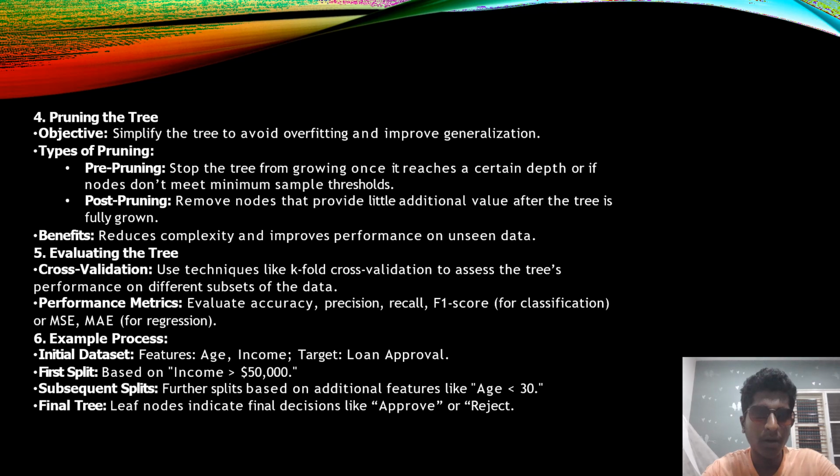Evaluating the tree. Cross-validation. Using techniques like k-fold cross-validation to assess the tree's performance on different subsets of the data. Performance metrics. Evaluate accuracy, precision, recall, F1 score for classification, or MSE or MAE for regression. Example process. Initial dataset features, age, income, target, loan approval. First split based on income greater than 50,000. Subsequent splits based on additional features like age less than 30. Final tree, leaf nodes indicate the decisions like approve or reject.